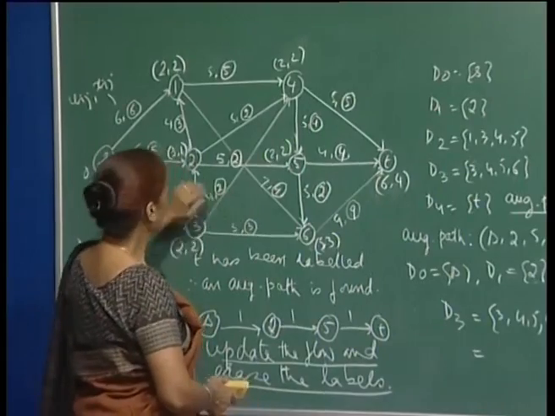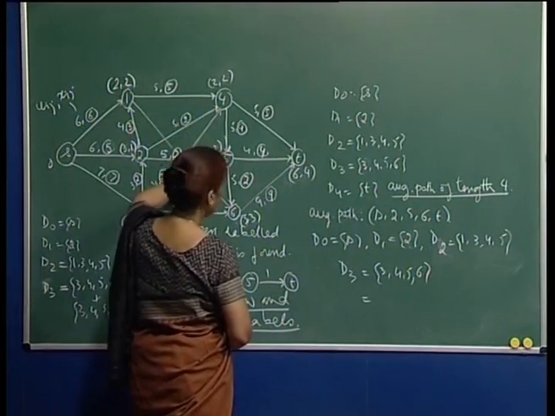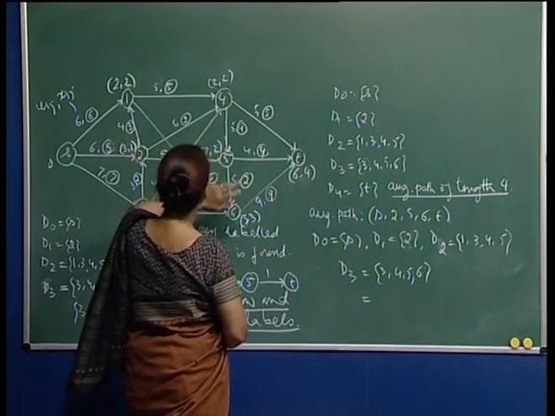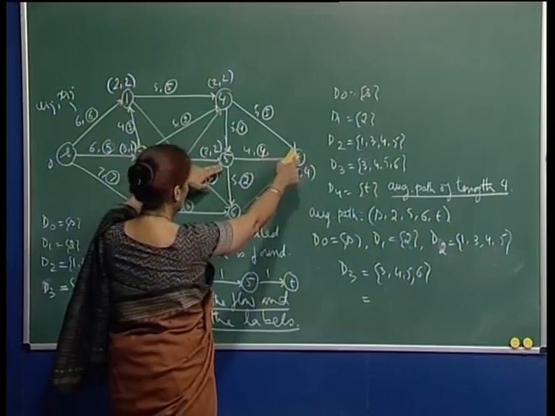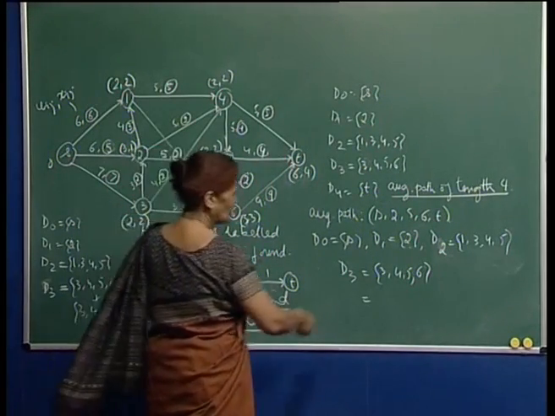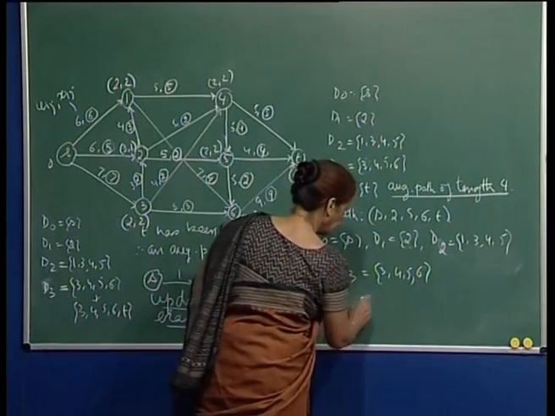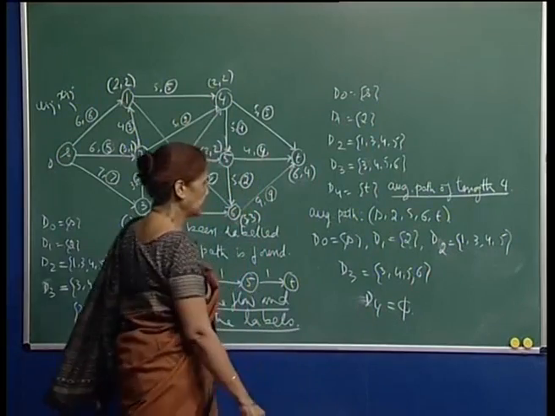So 3 is gone. Then from 4, can you label anything? 5 is already labeled, so from 4 you cannot label anything. Then from 5 you cannot label either, because 6 is already labeled, and that is it. So this is it. Therefore your D4 is empty.